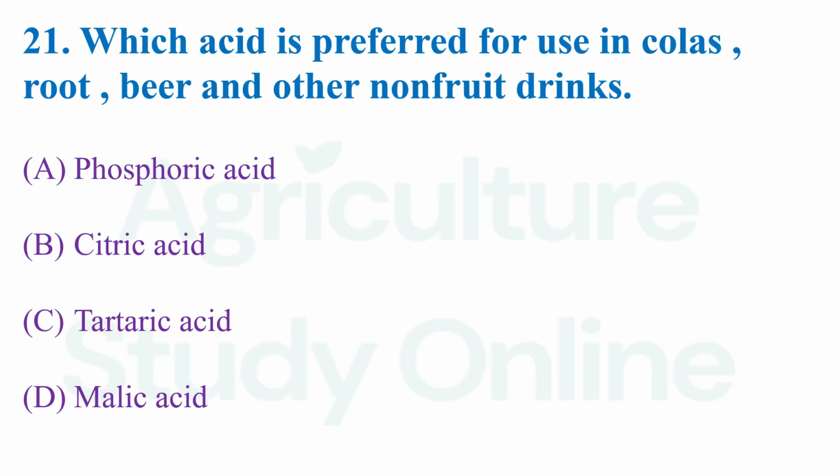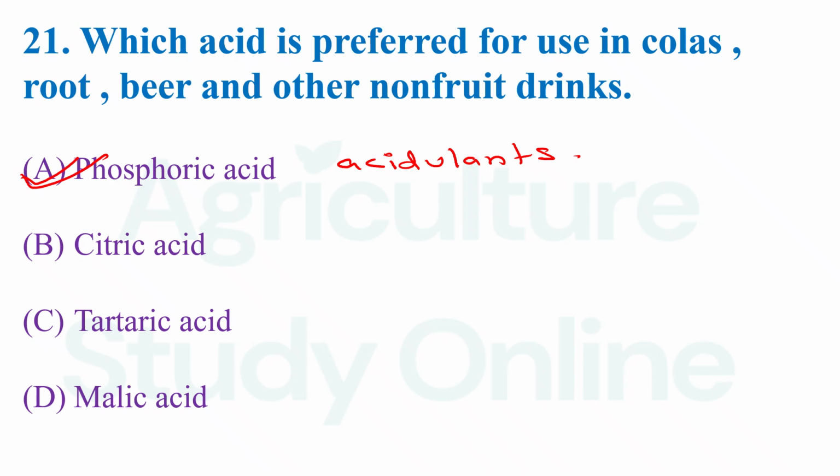Question number 21. Which acid is preferred for use in colas, root beer and other non-fruit drinks? First one, phosphoric acid. It is commonly used in colas, root beers and non-fruit beverages, and it provides a sharp, tangy taste, acting as an acidulant. So the correct option is phosphoric acid.